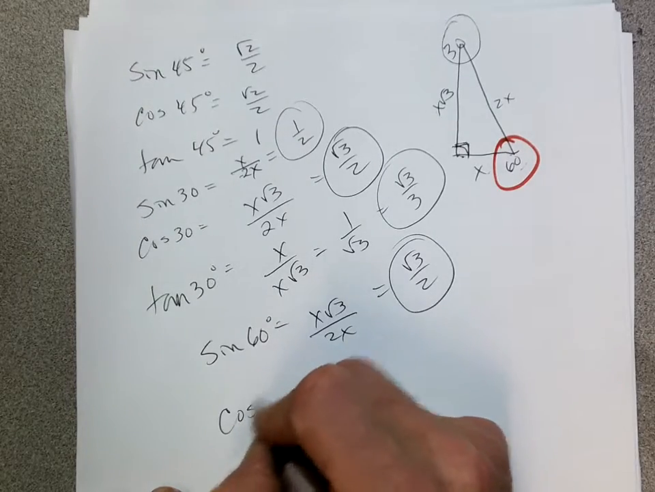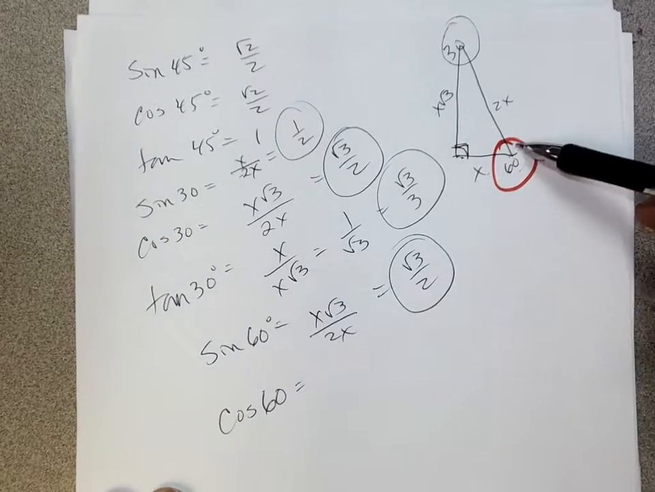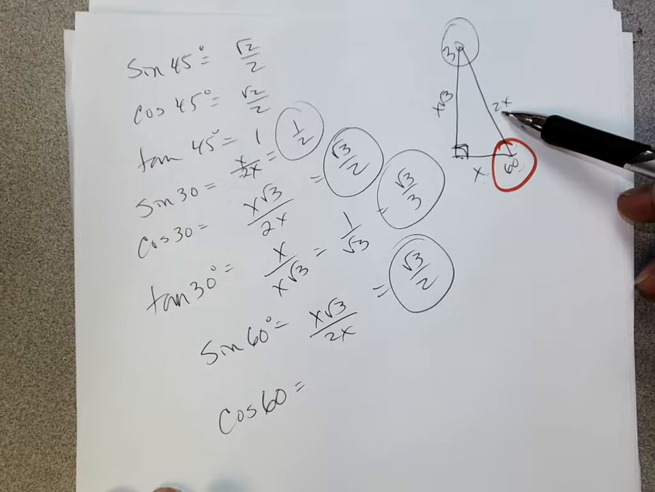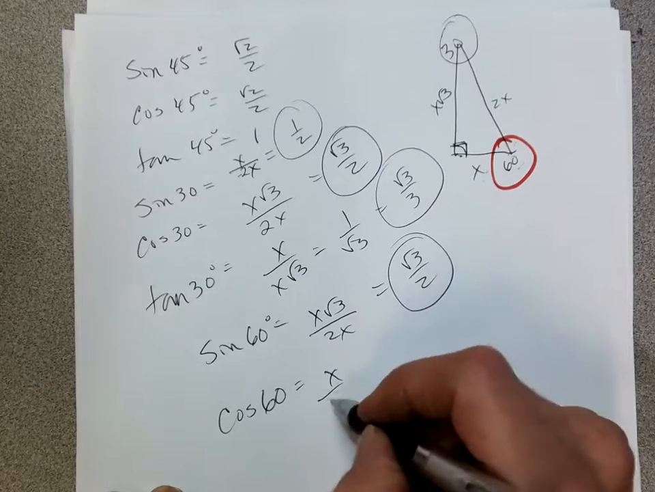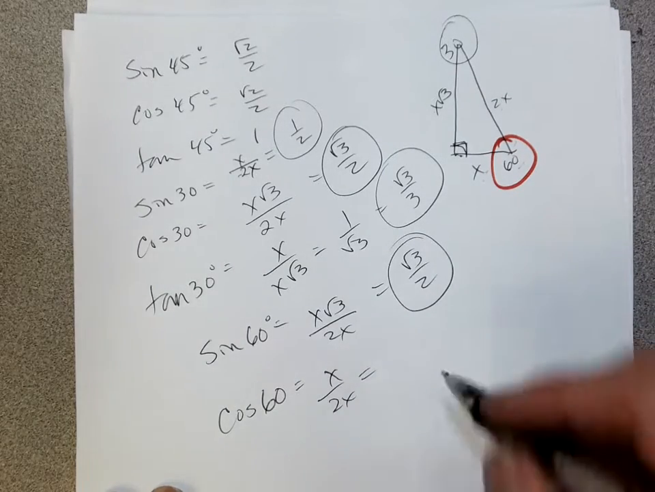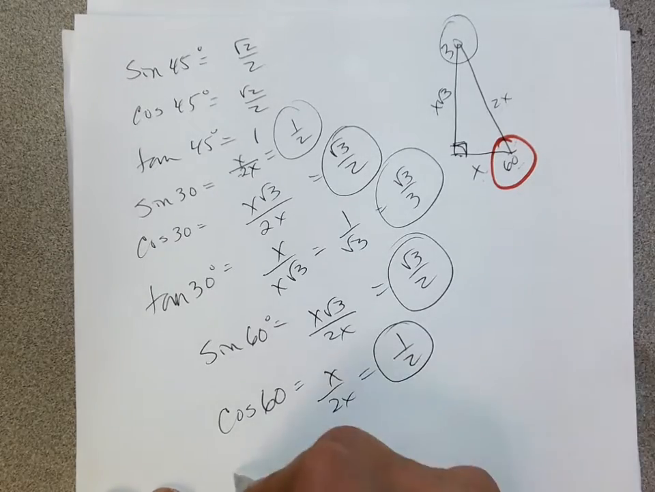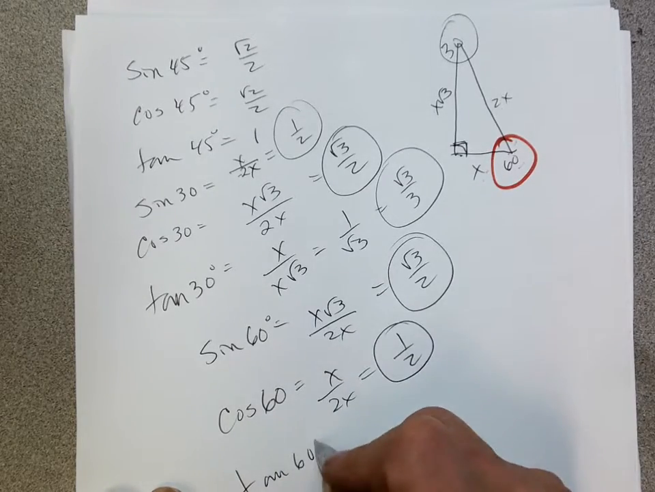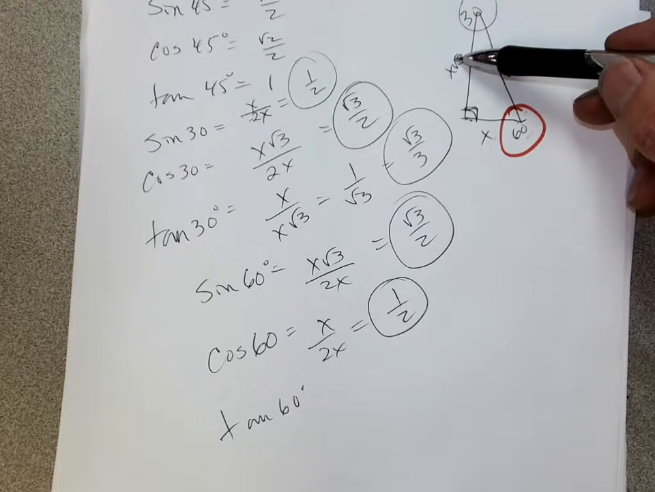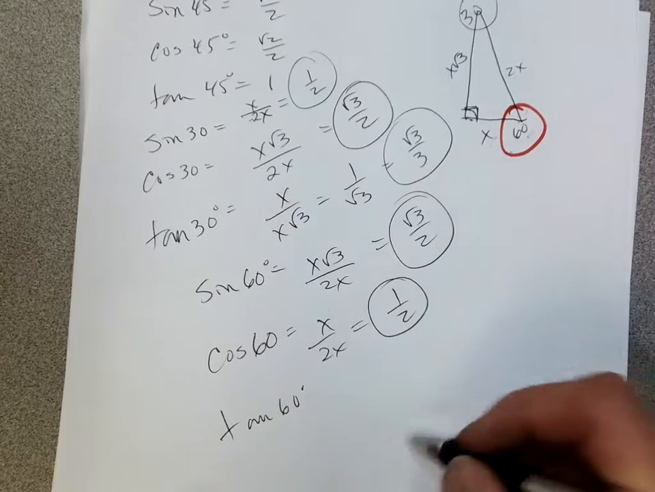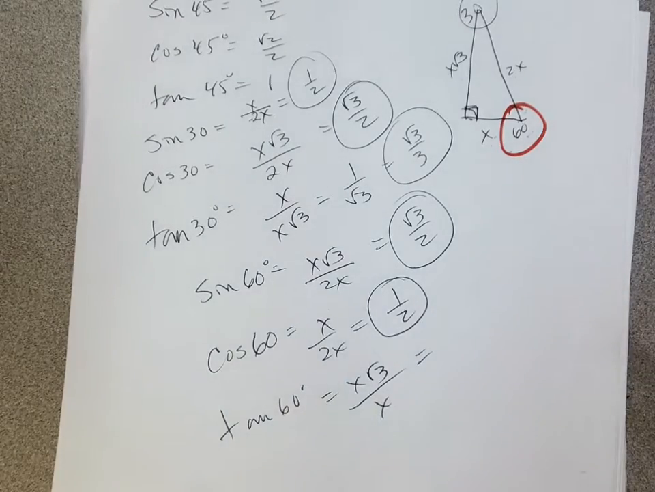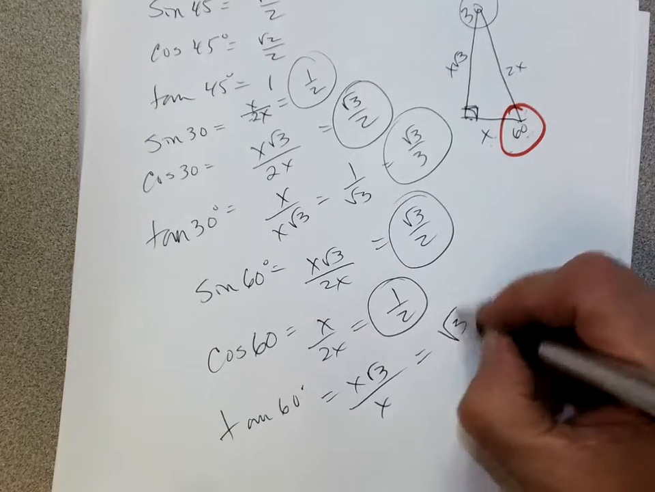What's the cosine of 60? Well, let's see. Cosine's adjacent over hypotenuse, right? So it'd be x over 2x. But what's that make? Cancel the x's. What do we get? 1/2. And finally, tangent of 60. What's tangent of 60? Well, it's got to be opposite over adjacent, right? It's going to equal x square root of 3 over x, which just becomes square root of 3.